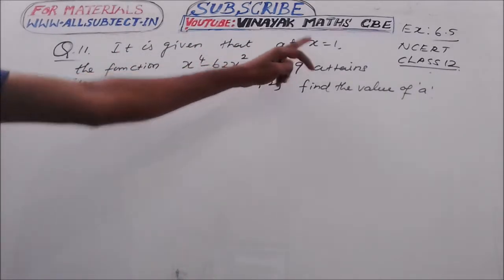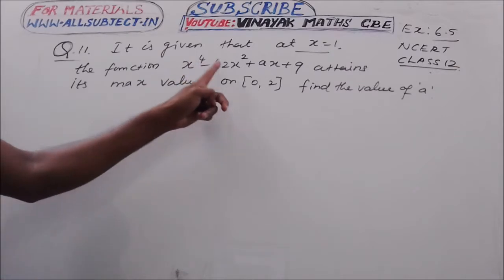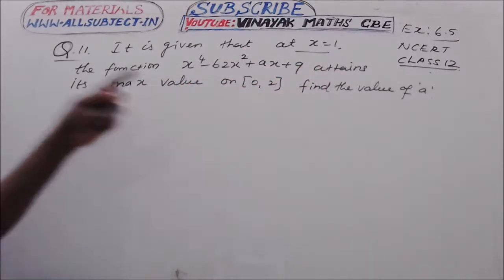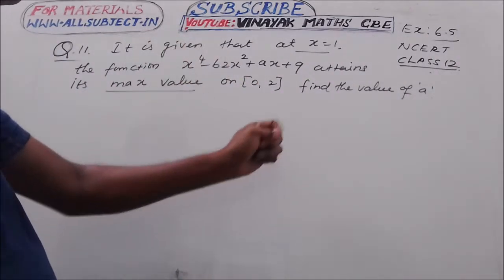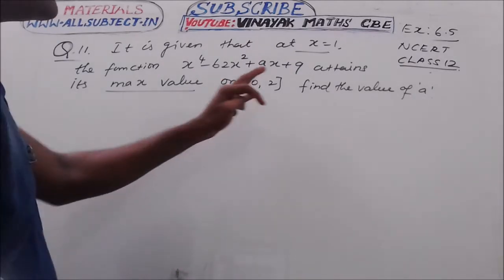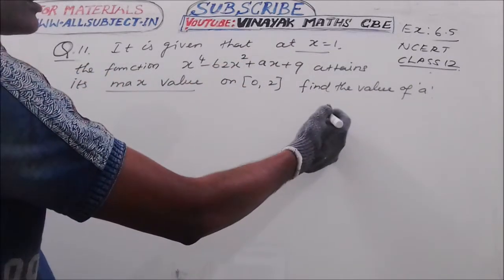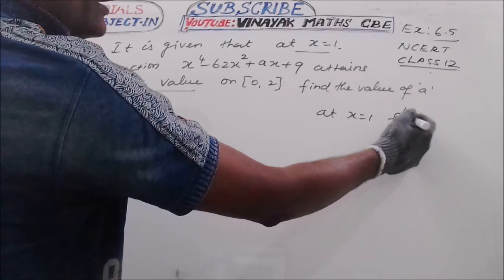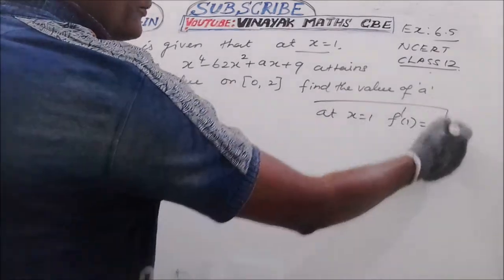Given that at x equal to 1, the function x power 4 minus 62x square plus ax plus 9 attains its maximum value on 0 to 2, find the value of a. When the function attains its maximum at x equal to 1, its first derivative becomes 0. f dash of 1 equal to 0.